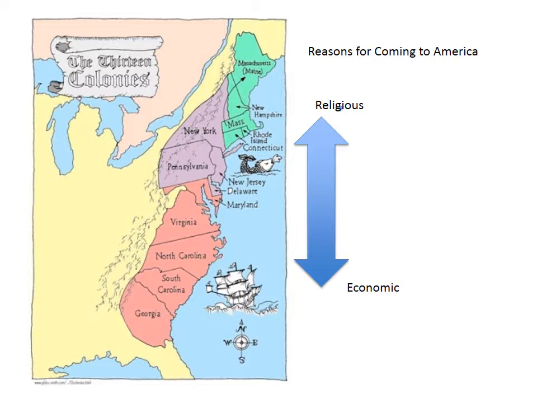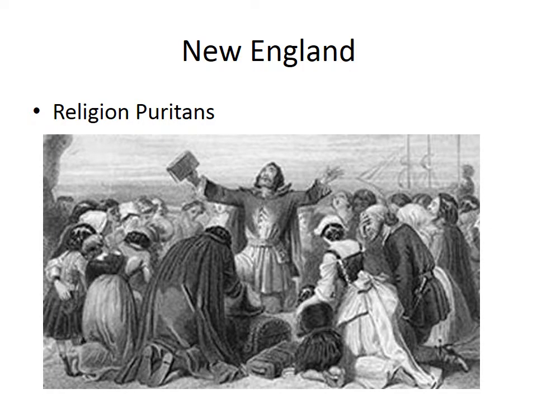For example, the Puritans, which are going to be your main settlers in New England, were extremely religious. Whereas if you get down to Georgia, Georgia was established as a penal colony, a colony for convicts. So you've got this scale, and that might help you remember. So let's look at the religion in the New England colonies.